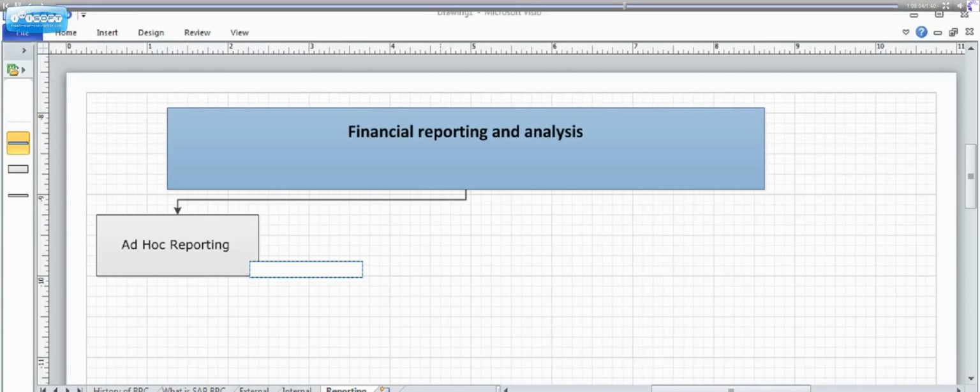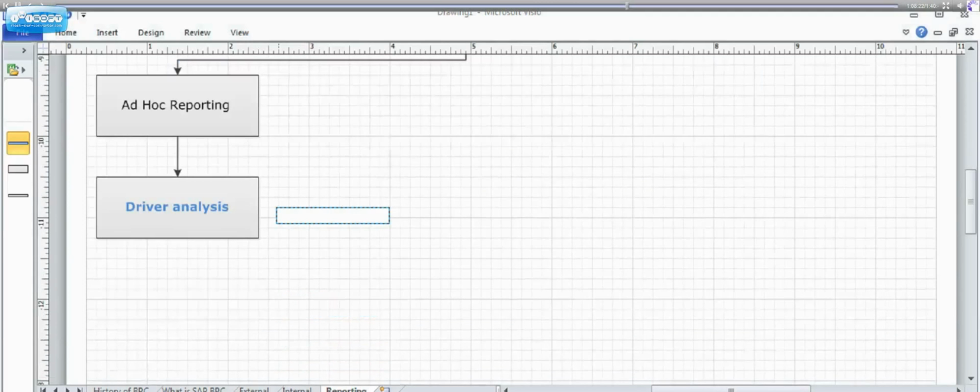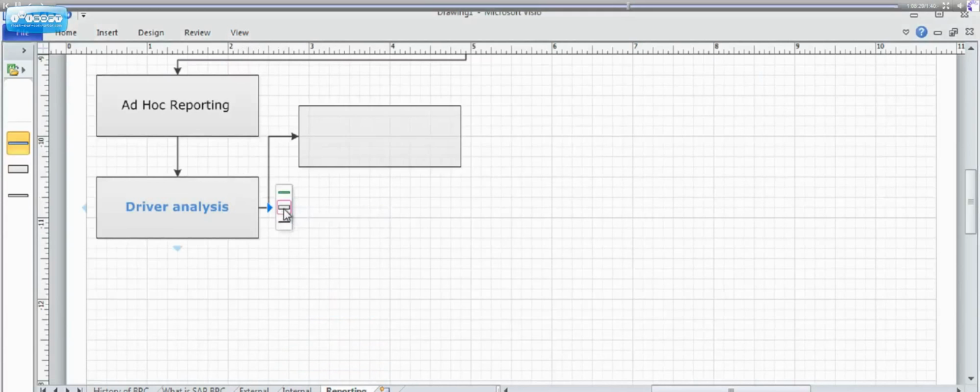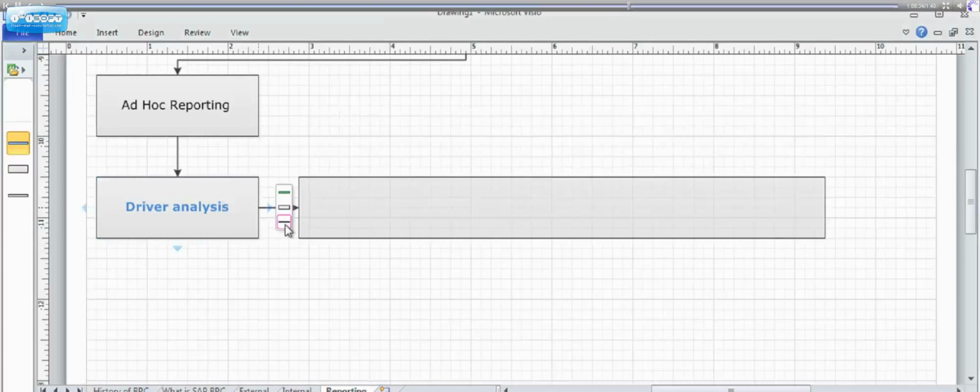And second is with regards to financial reporting. The first part was reporting, and the second part was analysis. Management as a whole is always interested in the causes of why certain incidents have happened. So it can also allow the user to have something called driver analysis.